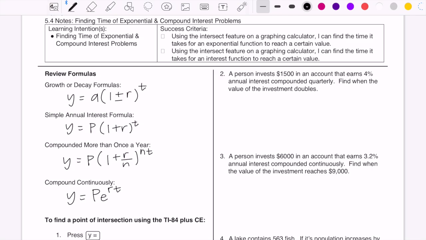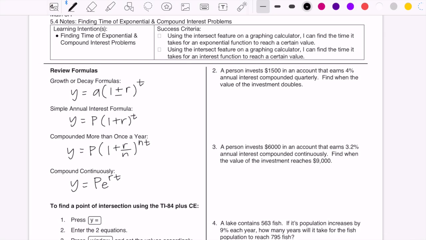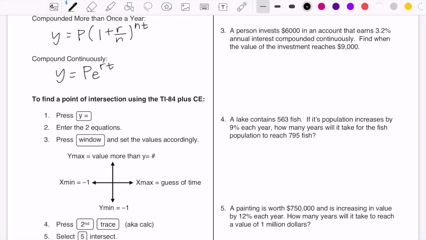Okay, so now we are going to see how to use the calculator to find a point of intersection. The first thing you're going to do is press y equals. Then you're going to enter your two equations, and then you're probably going to have to adjust the window to make sure that you can see the whole graph and the point of intersection. You have to see the intersection to be able to compute it.